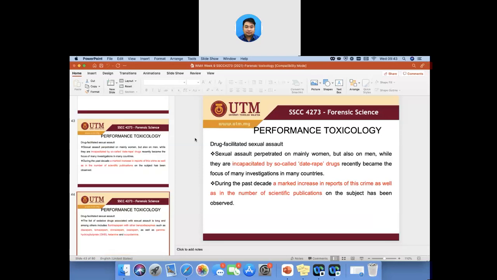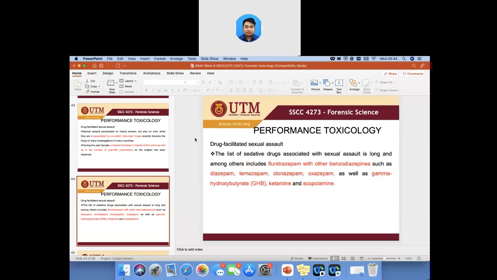Okay. So the list of the drugs, in this case, flunitrazepam with other benzos, such as diazepam, temazepam, as well as gamma-hydroxybutyrate, GHB, ketamine, and scopolamine. Right. So basically, these are the examples of the drug facilitated sexual assault.